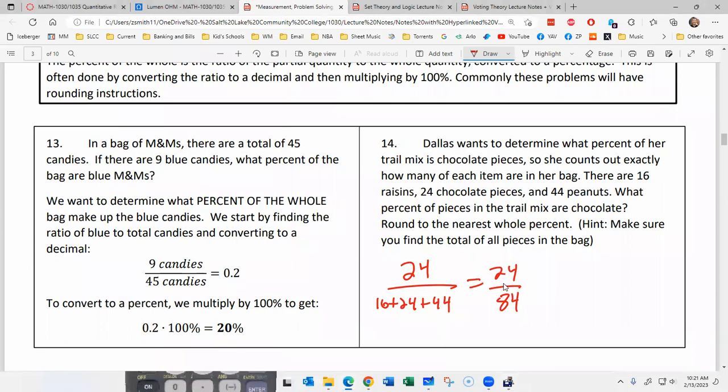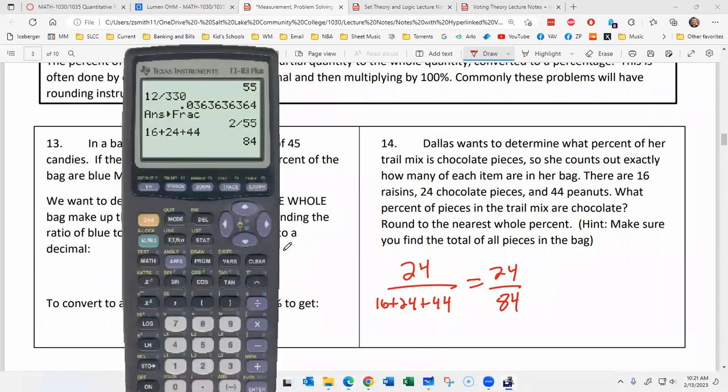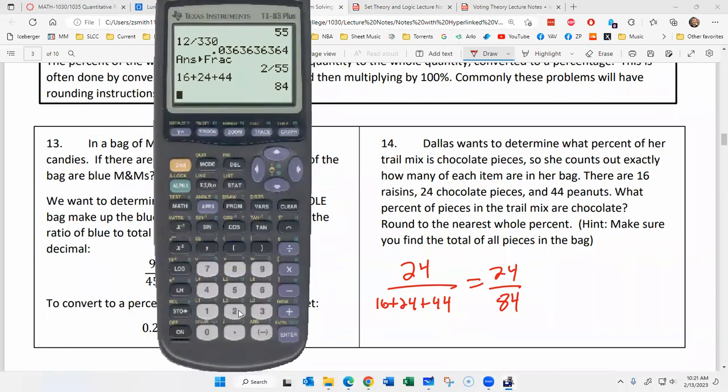That's a ratio. If we convert this into a percent, we do this with a division and then multiply by 100. Round to the nearest whole percent. So this would be 28.57-ish, which would round up to 29%. So they want the nearest whole percent.